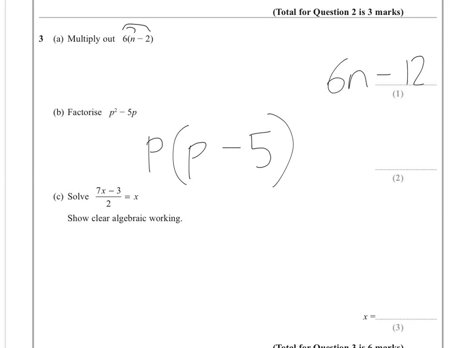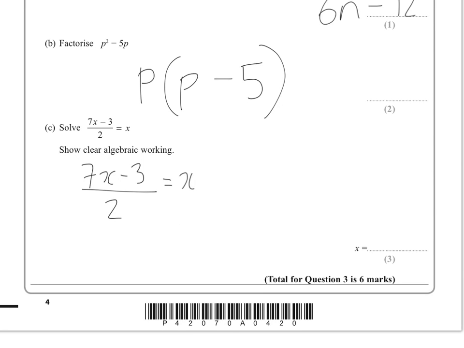Solve this algebraic equation. Well, to get rid of the divide by 2, I'm going to times by 2. So timesing by 2 on both sides cancels the divide by 2, leaving me with 7x minus 3 on the left hand side and 2x on the right hand side.